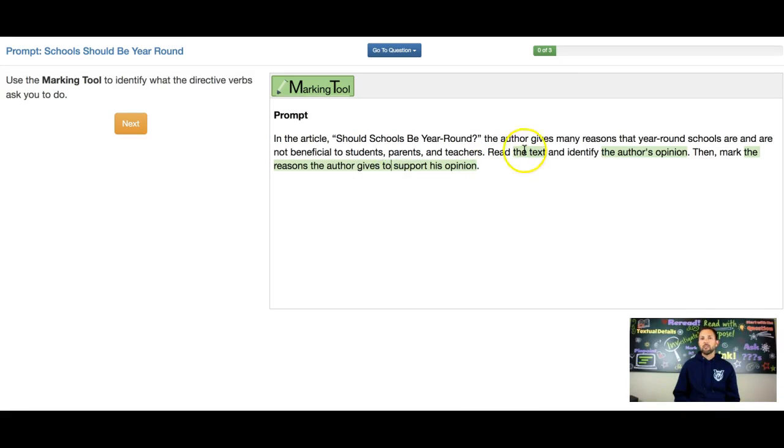So this is the information that follows the verb. These are my directive verbs, and then these are what the directive verbs tell me to do.